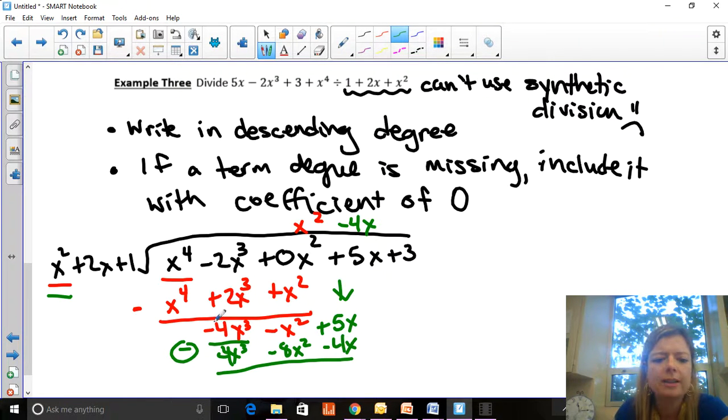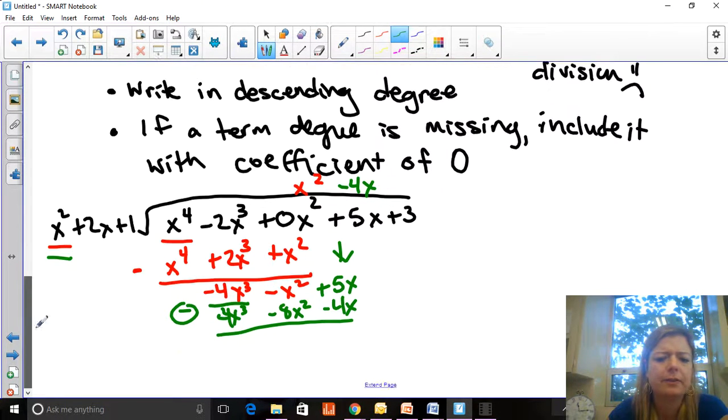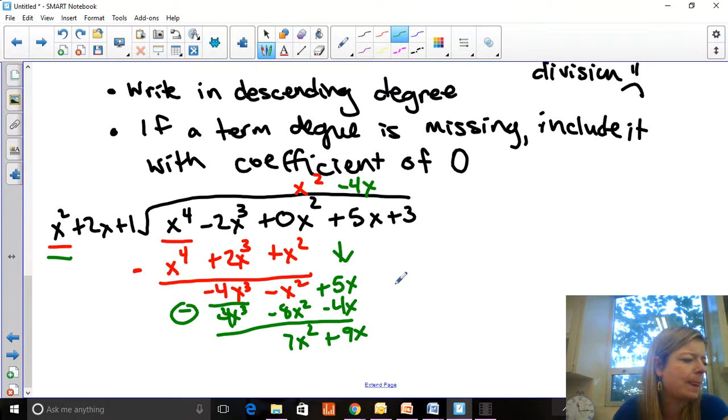So minus 4x cubed minus a negative 4x cubed, those cancel each other out. Minus x squared minus a negative 8x squared gives us positive 7x squared. This minus this gives us a positive 9x. And then we got to bring down now the plus 3.